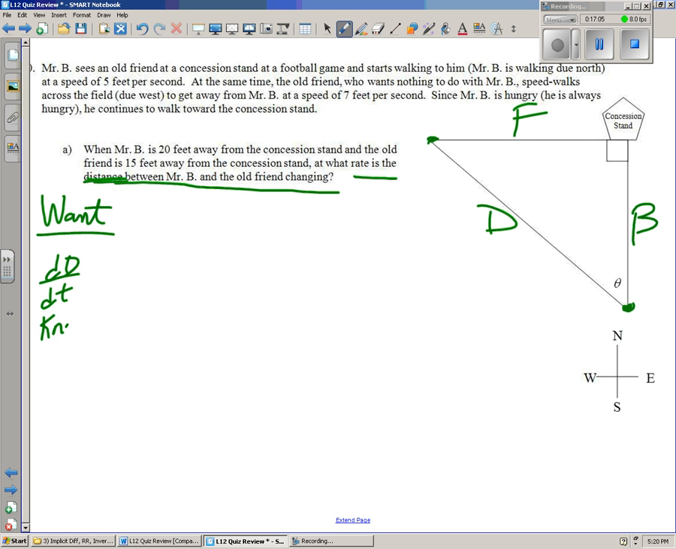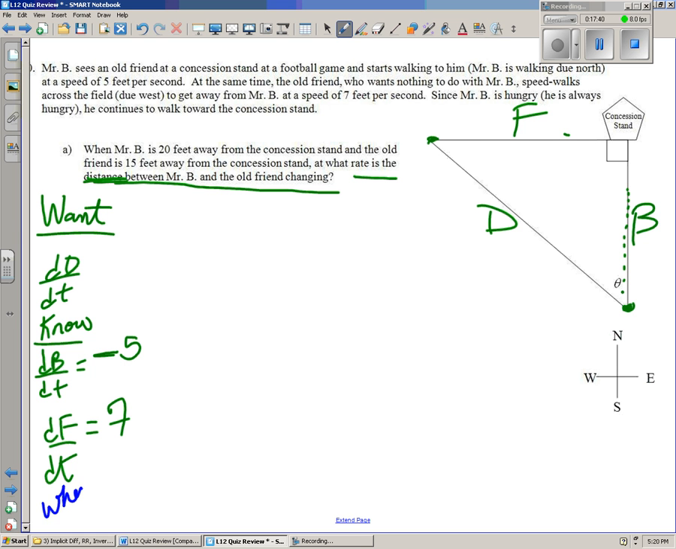We know the rates at which the men are walking. So we know dB over dt. This is where you have to be careful. I am walking toward the concession stand, so my distance away from the concession stand is shrinking. So that rate of 5 feet per second must be negative. Critical. We also know that the friend is walking away from the concession stand, so his distance from the concession stand is increasing. So that rate should be positive 7.